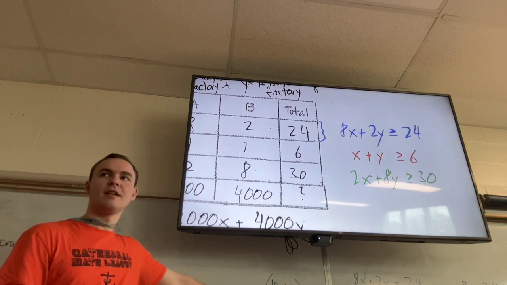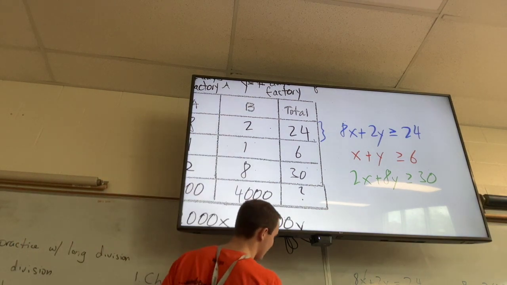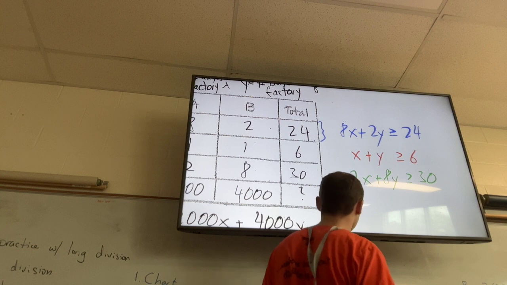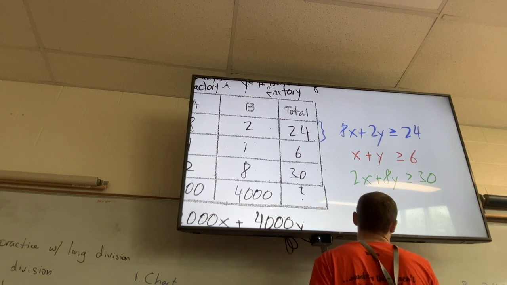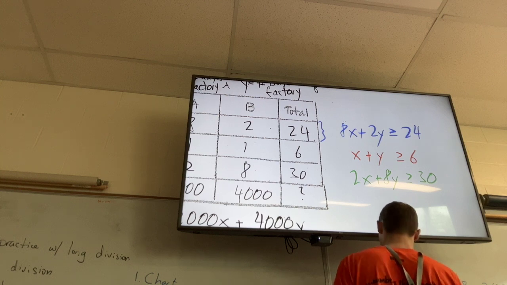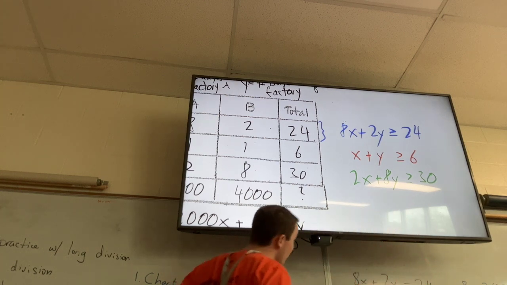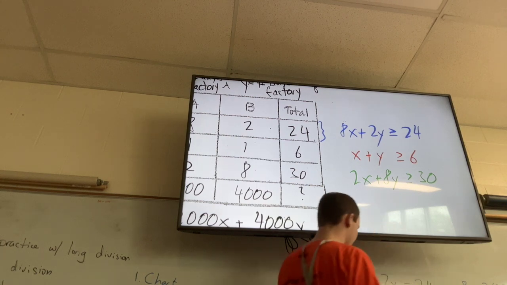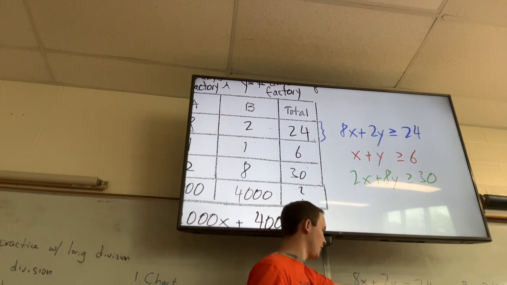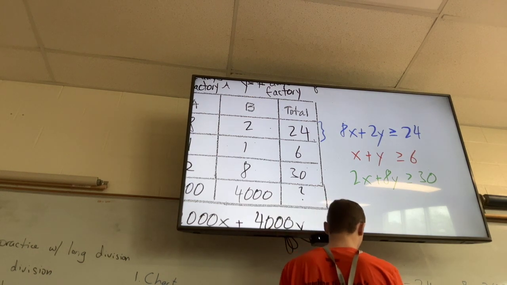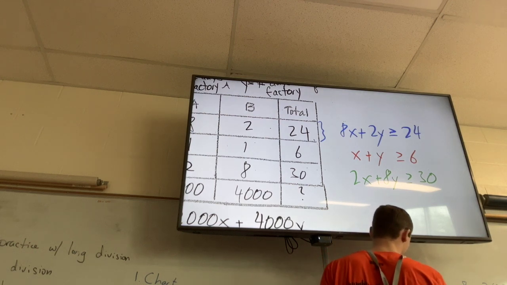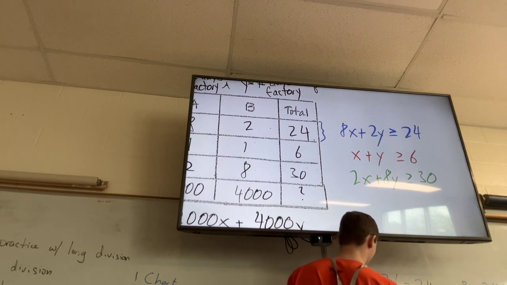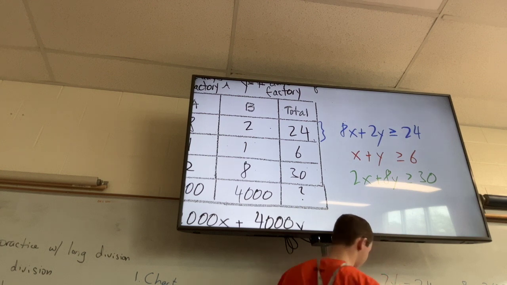Any questions on that? Okay, now let's do where the blue and red equations intersect. Okay, so I'm going to multiply the second equation by -2, so these will cancel. -2x plus -2y equals -12. Okay, add them all up. 6x equals 12. X equals 2.